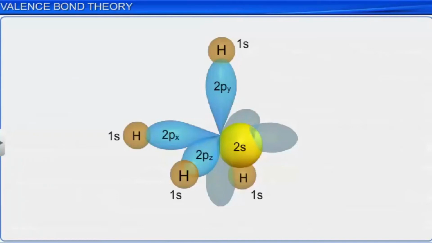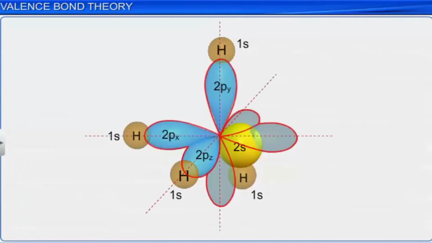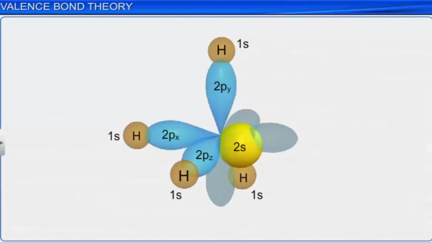We know that p orbitals lie perpendicular to each other. Hence, the 3 CH bonds in methane molecule are expected to be oriented at 90 degrees to one another. The 2s and 1s orbitals of carbon and hydrogen can overlap in any direction, since they are spherically symmetrical. Thus, the direction of the fourth bond cannot be ascertained.